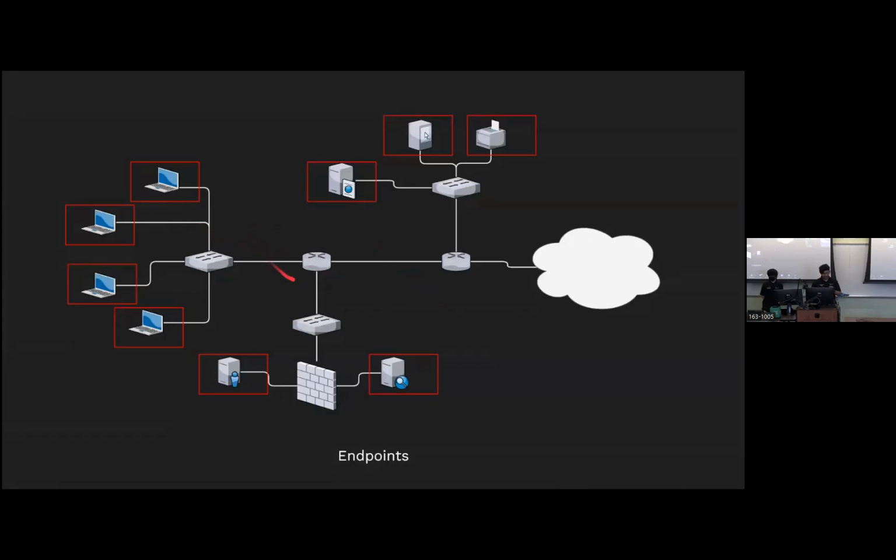But just like I discussed before, these are endpoints, and just to give you a visual understanding of this topology, these box-looking icons are switches, then routers, and firewall.